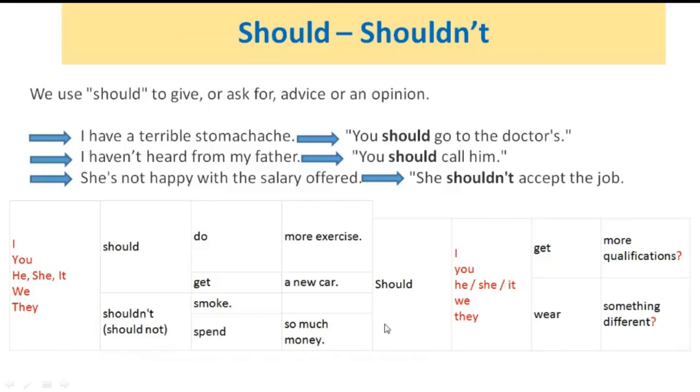And also in the question form, you use should at the beginning, and then you have your subjects. Should I, should you, should he, she, it, should we, should they get more qualifications? Or should you wear something different?